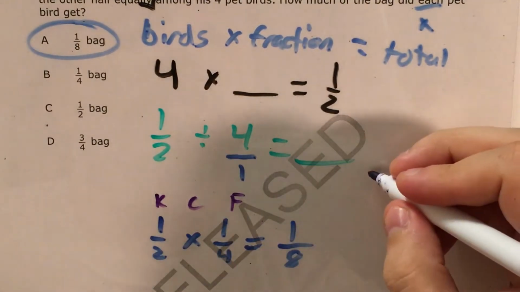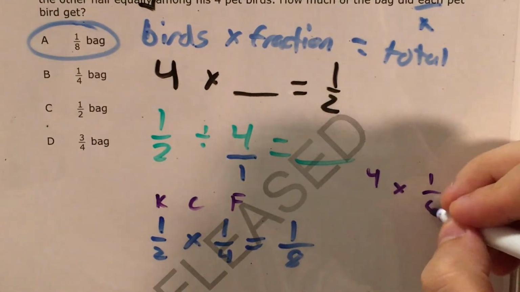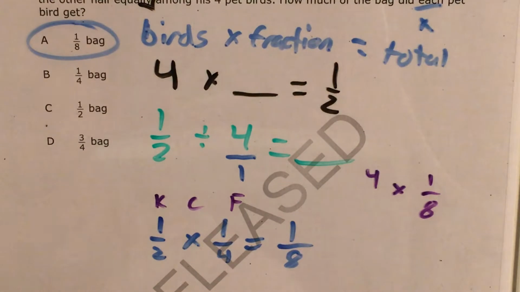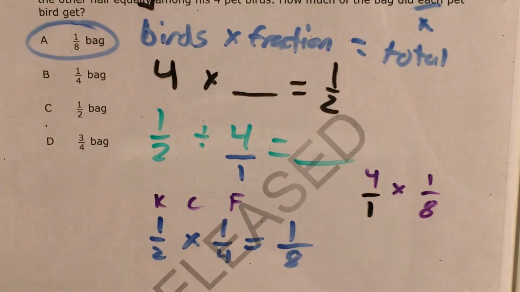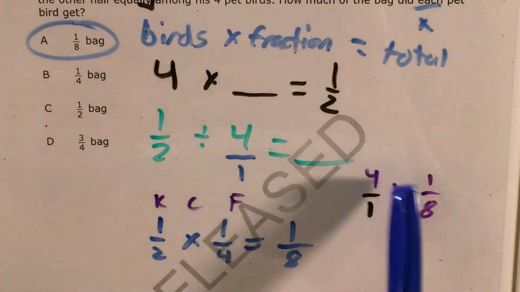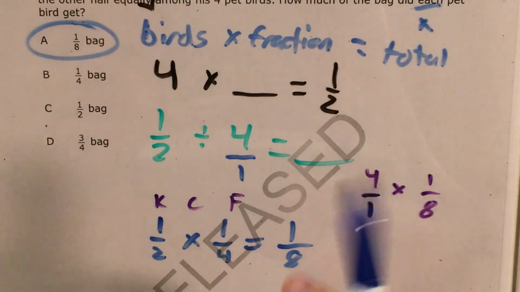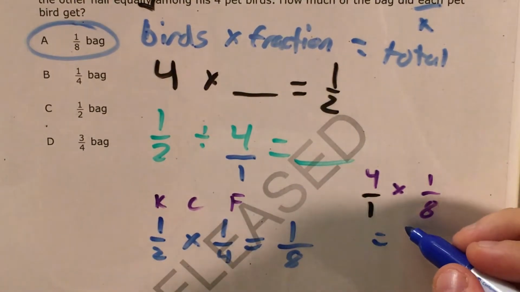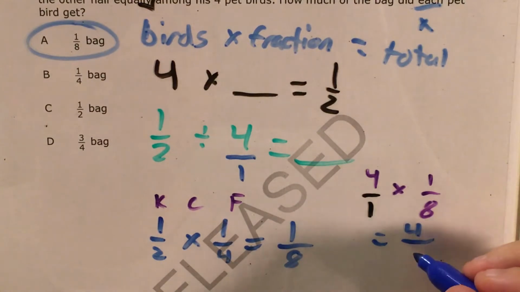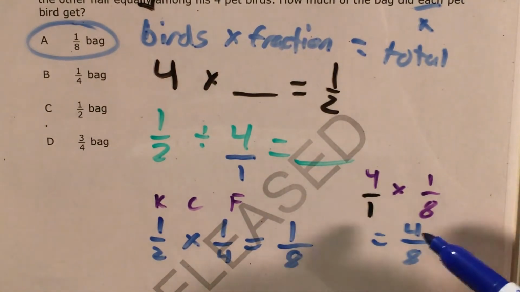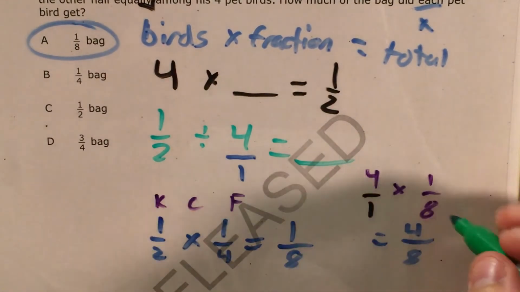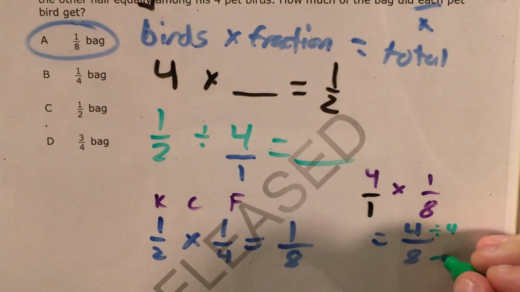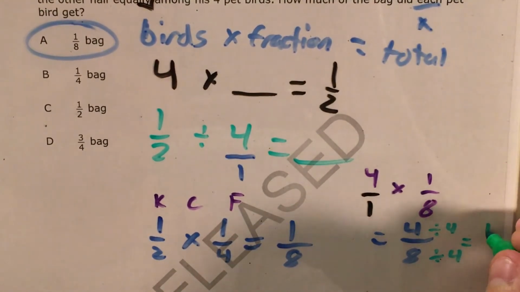I will test 4 times 1/8 and see if it gives me 1/2. Now I'm going to go ahead and say that this isn't 4 anymore. It's 4 ones or 4 wholes. And now this multiplication thing is a bit easier than if I started by dividing, because all I have to do is multiply my numerators. 4 times 1 is 4, and my denominators, 1 times 8 is 8. Now I look for the number that can go into both 4 and 8 so that I can simplify this. That number actually is 4, so I'm going to divide by 4, divide by 4. 4 divided by 4 is 1, 8 divided by 4 is 2.